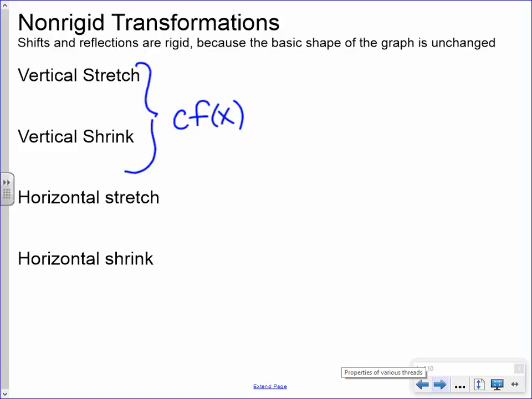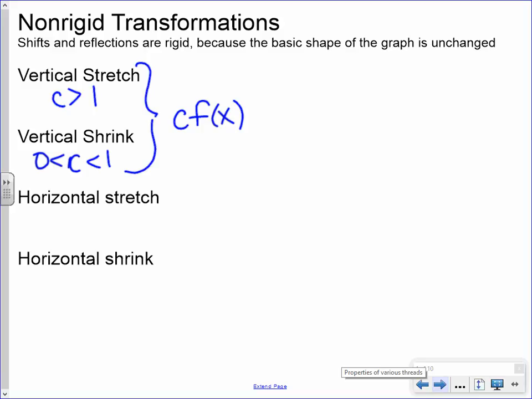And you said c needs to be bigger than 1? Yeah. For a stretch. So c needs to be bigger than 1 for a stretch, and between 0 and 1 for a shrink, is what Darby says. And do you agree with Darby? Darby is correct. Now, ignore the fact that C could be negative because negative means reflection. We're talking about a C value aside from a reflection.